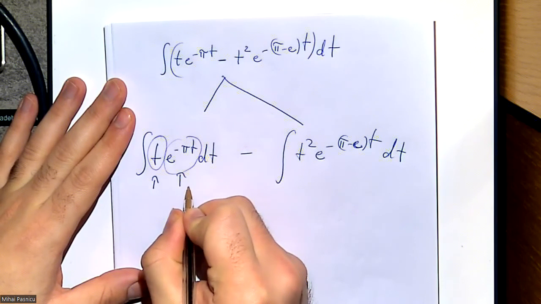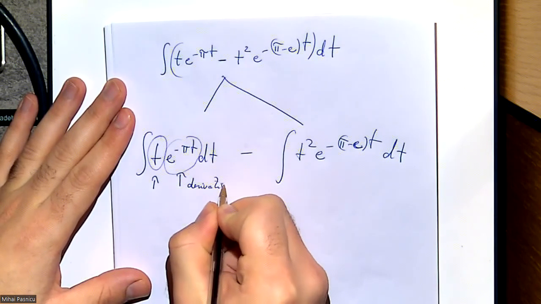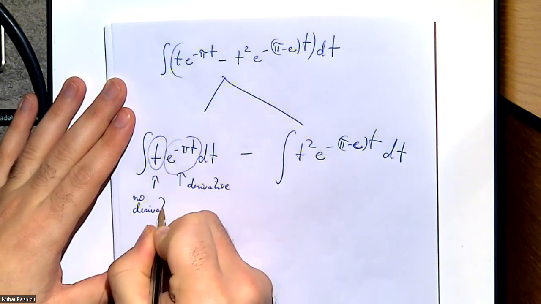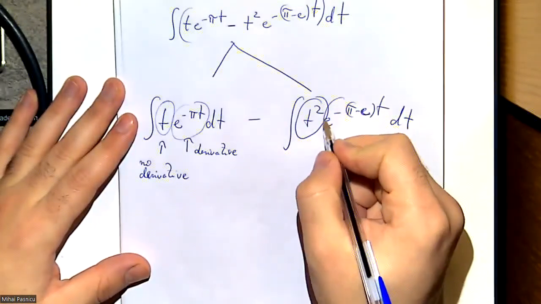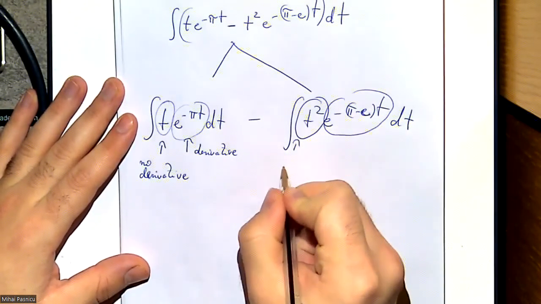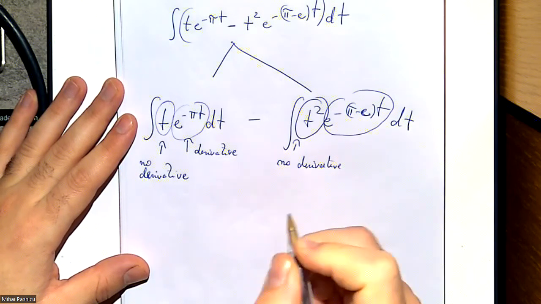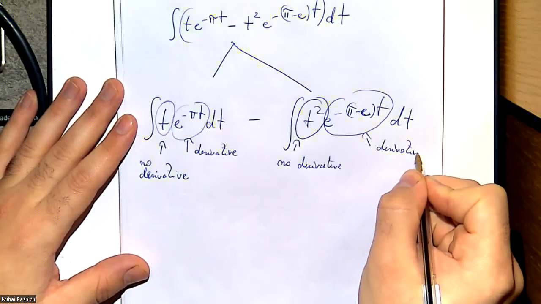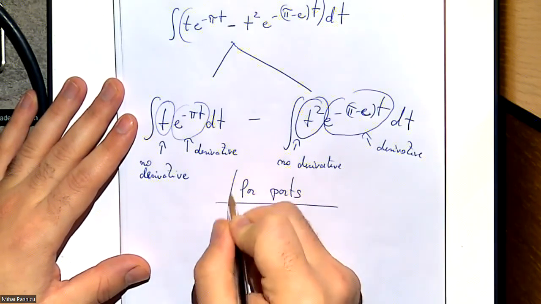What's the rule? This one derivative, this one no derivative. Okay. And the same applies here. It's the same thing. I have an exponential and a t squared. No derivative for my choice of parts. Okay, just to be sure. Derivative. For parts. Okay, I'm already here.